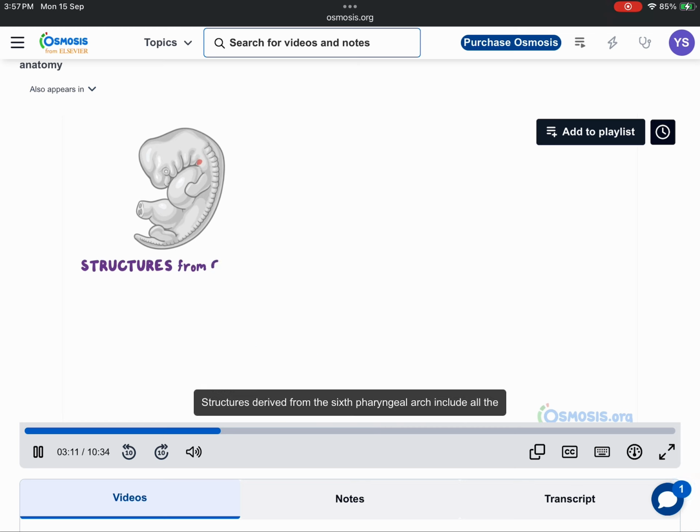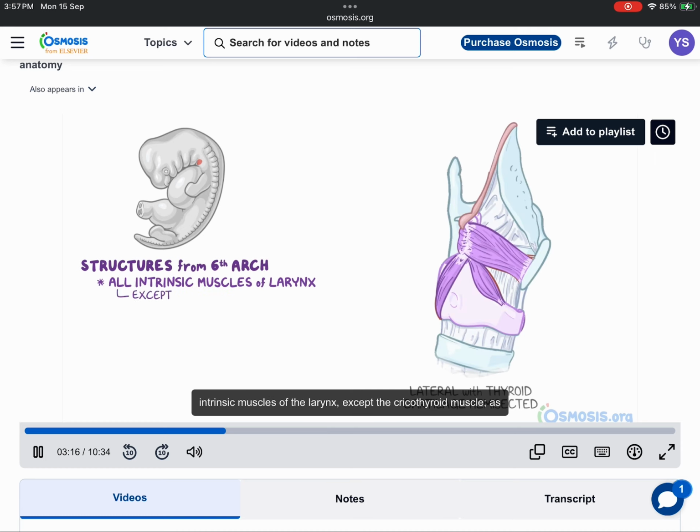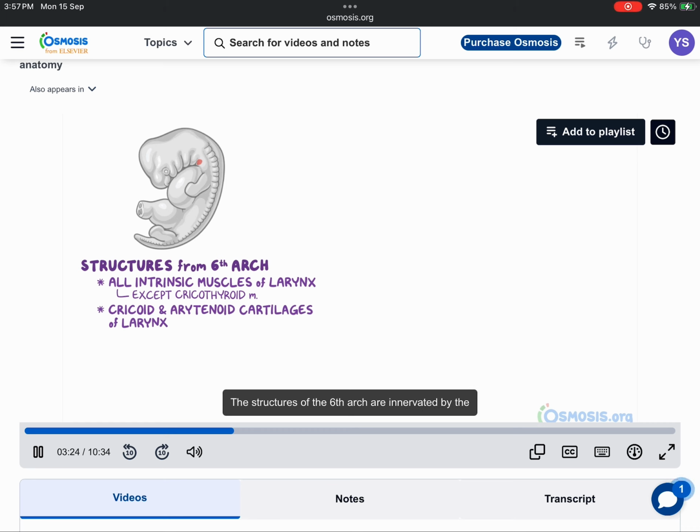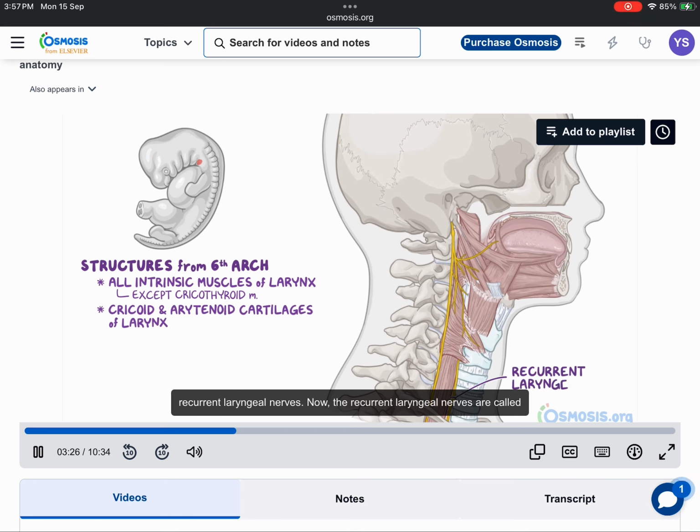Structures derived from the 6th pharyngeal arch include all the intrinsic muscles of the larynx, except the cricothyroid muscle, as well as the cricoid and arytenoid cartilages of the larynx. The structures of the 6th arch are innervated by the recurrent laryngeal nerves.